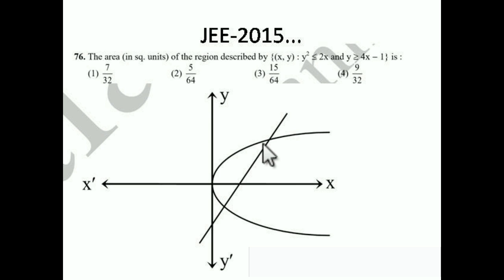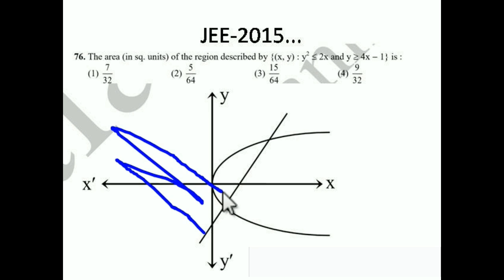Now see this clearly. What area do you have to find out? You have to find the common area between the two regions. Here y square is less than or equal to 2x. Just simply put 0 comma 0 here. If the origin satisfies it, then the area is on this side. If I put 0 and 0 here, then 0 is less than or equal to 0, that is true. So my area is like this.